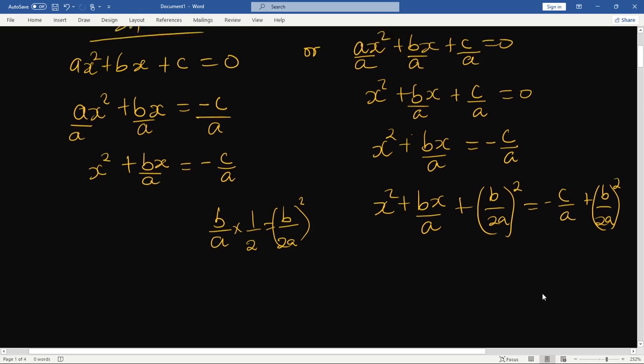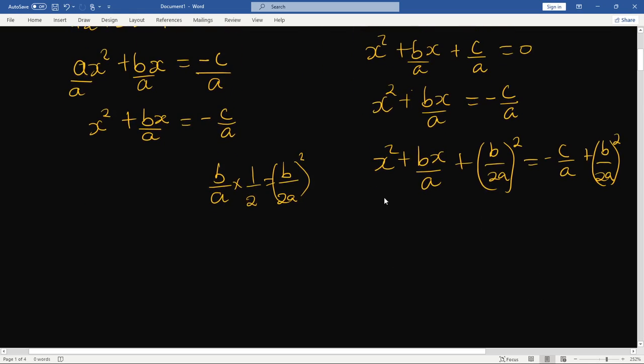Then on the next part now, we're going to get this x that we have here. Okay, so we get x plus what we have in the brackets here, which is plus b over 2a, and then we square it. Meaning that if we try to expand this bracket, it will give us back this expression that we have there. Okay, so we continue.